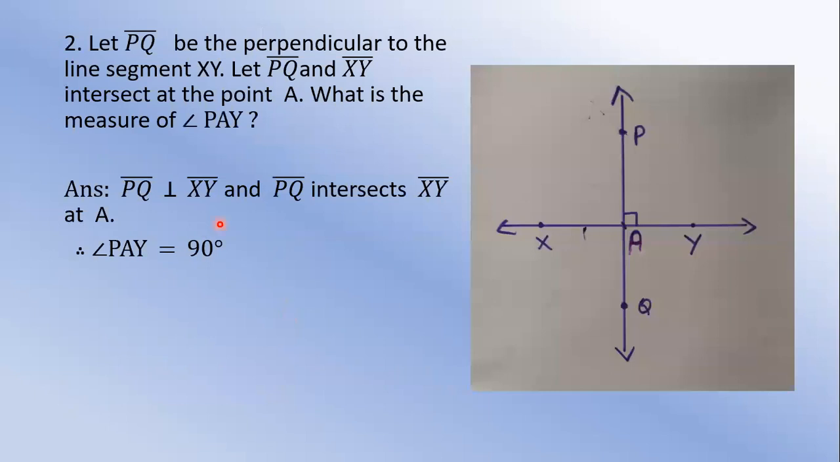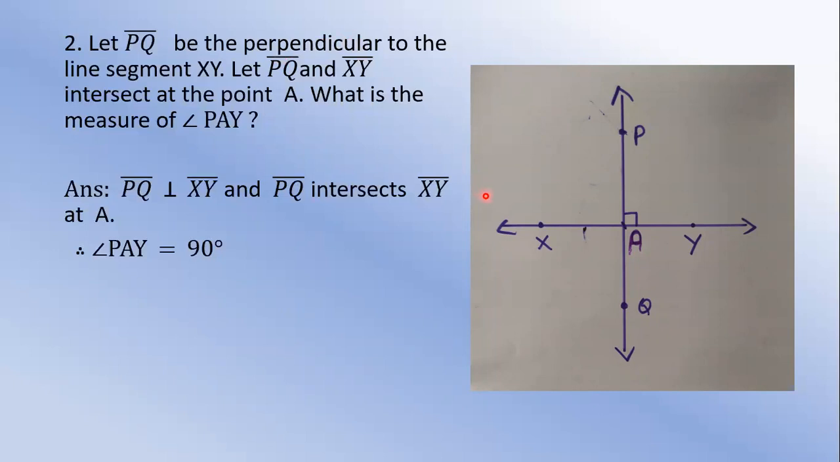Now the next question. Let a line segment PQ be perpendicular to the line segment XY. Let line segments PQ and XY intersect at the point A. What is the measure of angle PAY? We have already learned that when two lines or line segments meet each other, they are said to be perpendicular lines only if they meet each other at a right angle. Here it is given they are perpendicular. It has the meaning, perpendicular lines means the angle between them will be a right angle. And you know the right angle is 90 degrees.